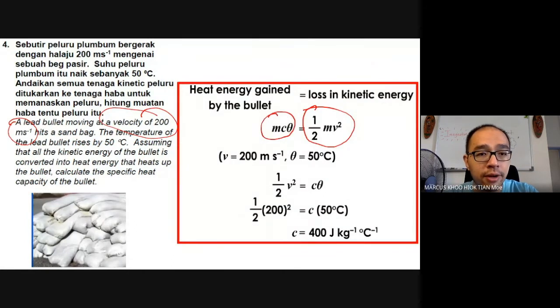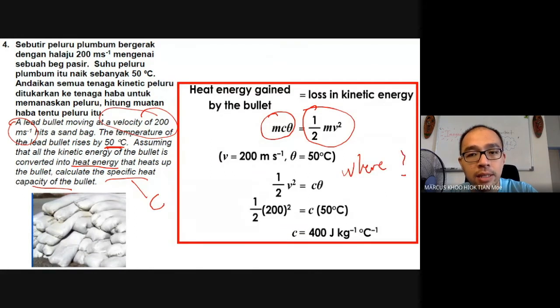Temperature of the bullet rises by 50 degrees Celsius. Assuming all the kinetic energy is converted into heat energy, calculate the specific heat capacity. We want to find the value of C. So the first question first, where is the m? Where did the mass go? Because they are the same mass, the bullet, the mass actually already gets cancelled. So we don't have to worry about the mass.